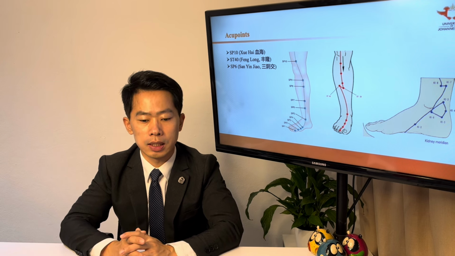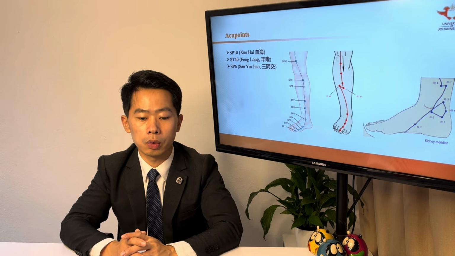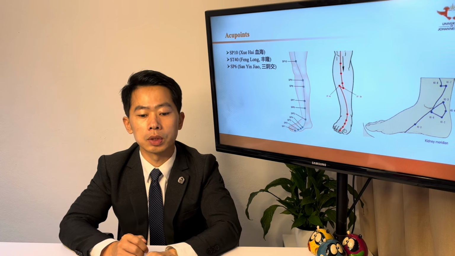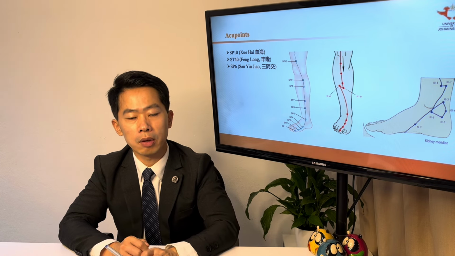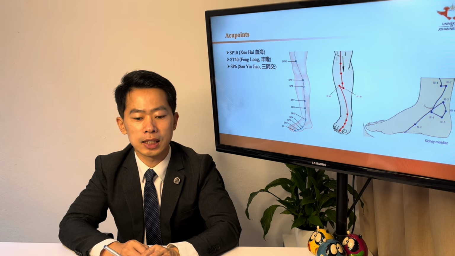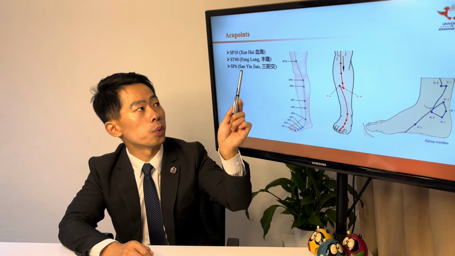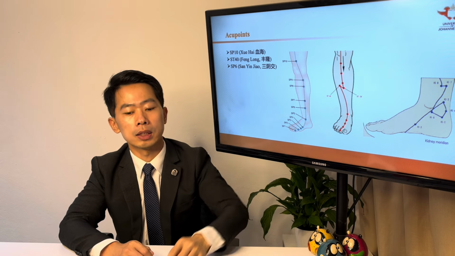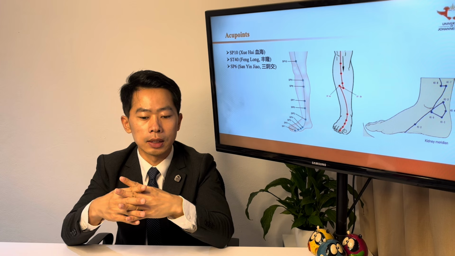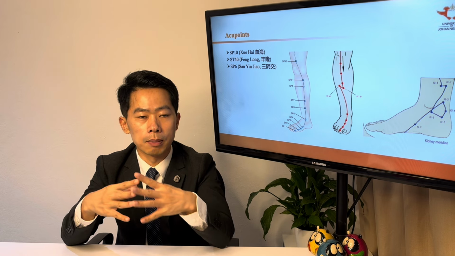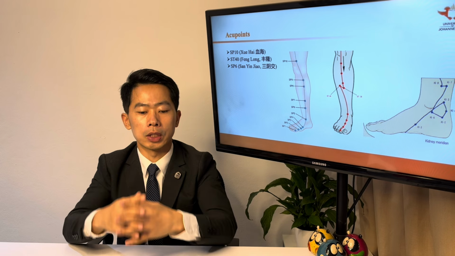Spleen 6. Spleen 6 is also one of the most commonly used acupoints in clinical practice. Spleen 6, the Chinese name San Yin Jiao. San means three, yin meridians. Jiao means they meet together. So San Yin Jiao means three yin meridians meet here, so they cross each other.